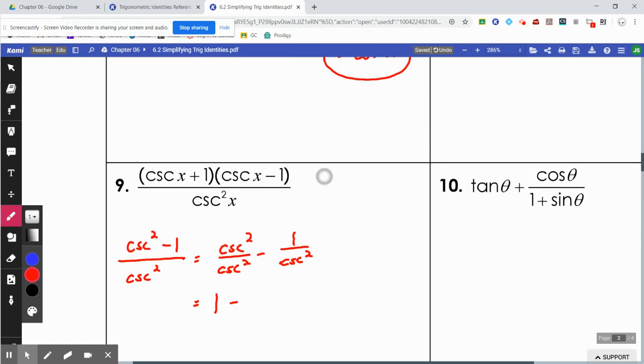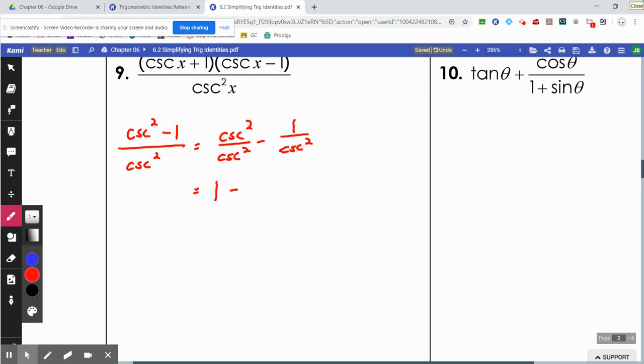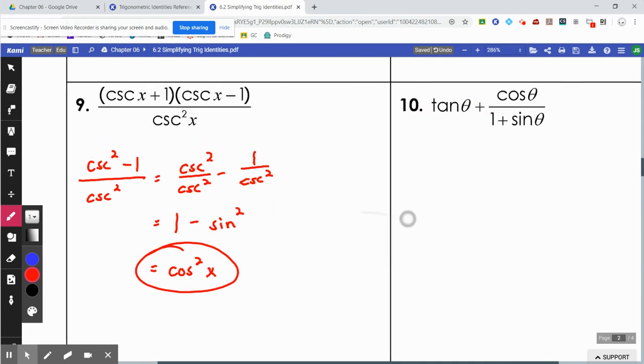What I can do there, let me flip back. 1 over cosecant, according to my, let's see, where's it at? 1 over cosecant is right here. 1 over cosecant is equal to sine. So 1 over cosecant squared will equal sine squared. And that's our Pythagorean identity again. 1 minus sine squared is equal to cosine squared. And that is x.